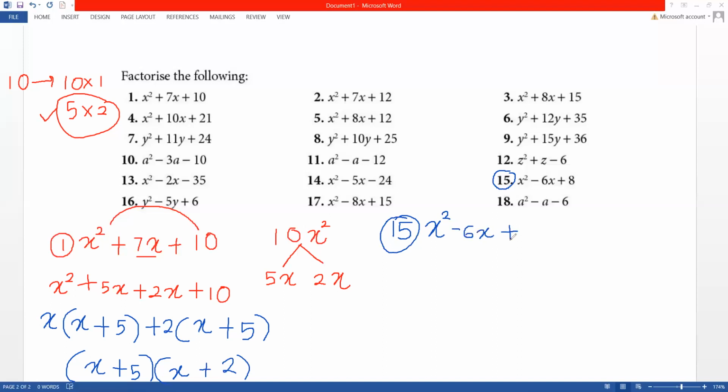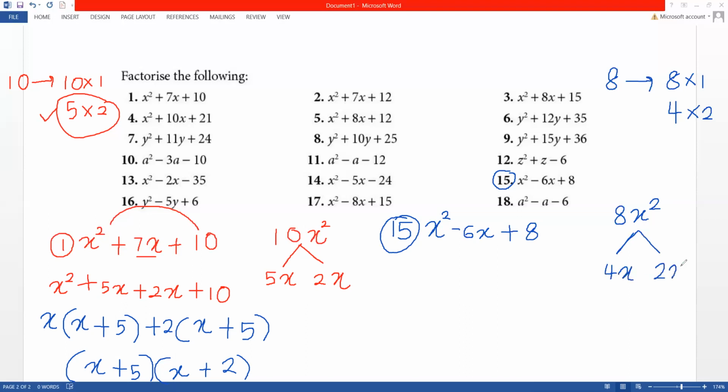In a similar way, what I have to do is multiply. So 8 times x squared is 8x squared. Now what factor pairs can I take when I take 8? 8 times 1 or 4 times 2. Now I want to get 6. 4 plus 2, yes, I'm getting 6. So therefore, I'm taking 4x and 2x.